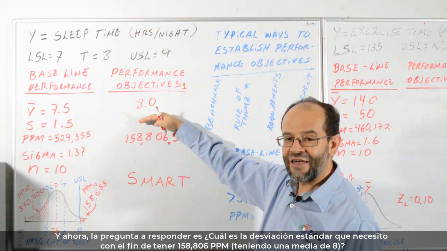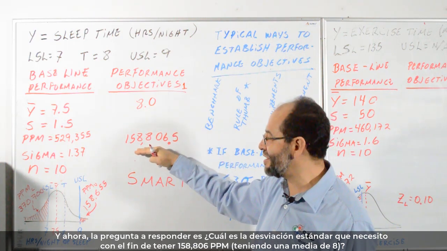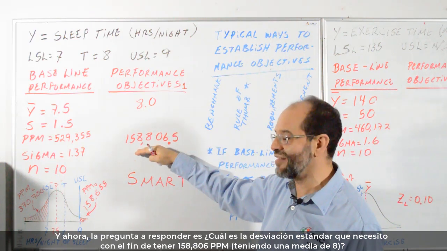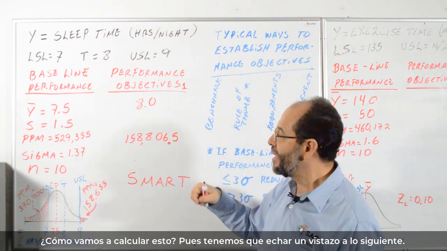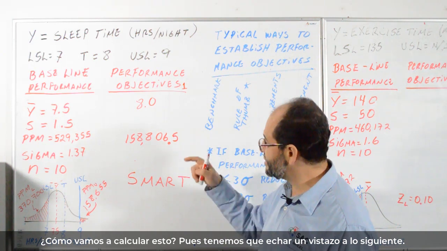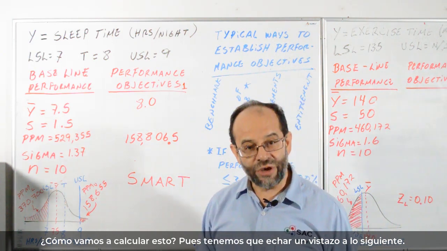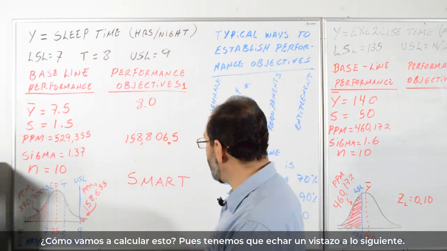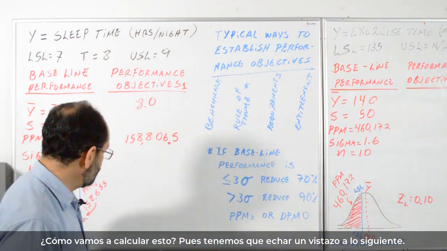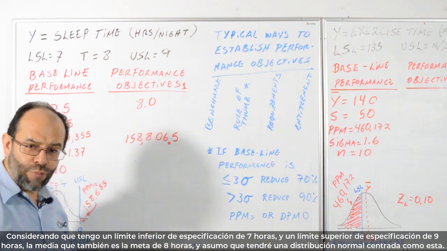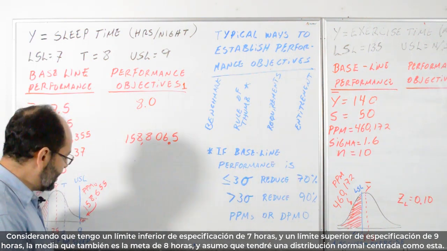Now what I have to establish is the standard deviation that I need in order to have 158,906 PPMs with a mean of 8. And basically we can do that. How are we going to do that? Well, we have to take a look at this one. My new performance, the objective that I want, is this one.